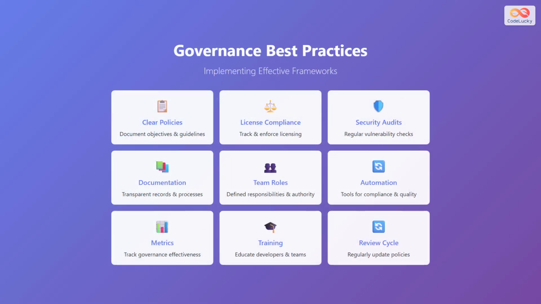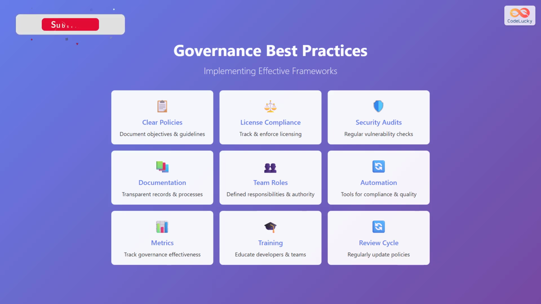To implement effective governance, open-source projects should establish clear policies that document their objectives and decision-making guidelines. License compliance requires tracking and enforcing adherence to software licenses to avoid legal issues. Regular security audits help identify and fix vulnerabilities before they become critical problems. Maintaining comprehensive documentation creates transparency in processes and decision-making.